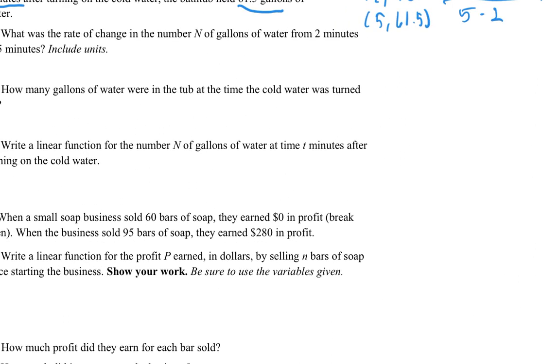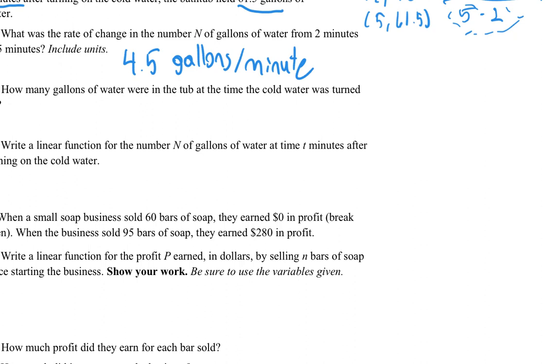So what is the average rate of change? It is 4.5. And what are our units? Well, the units on top were both gallons, and on the bottom those are minutes, so it's gallons per minute.